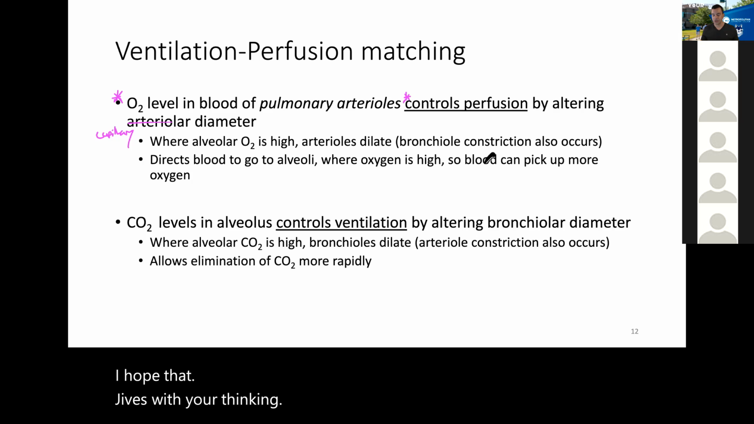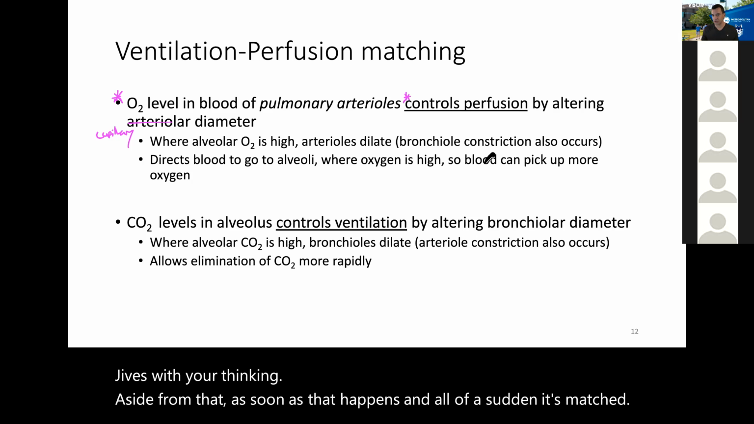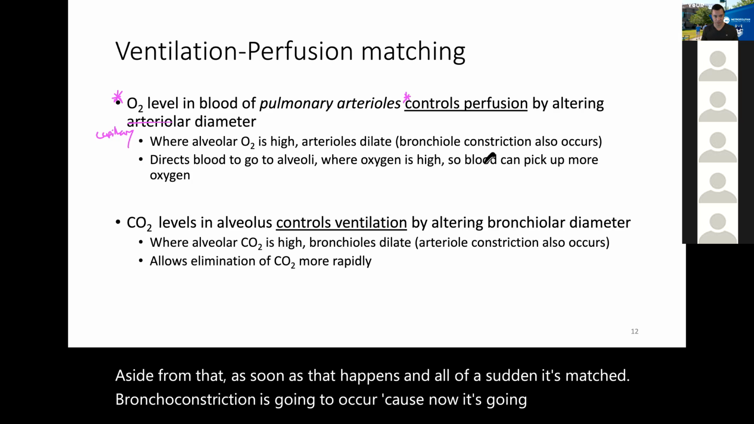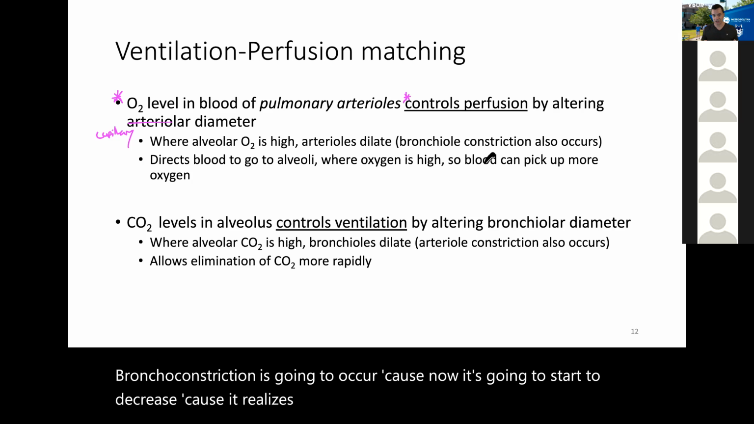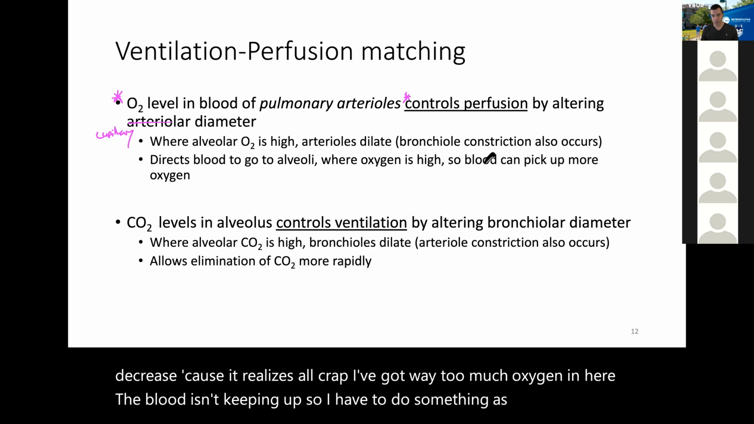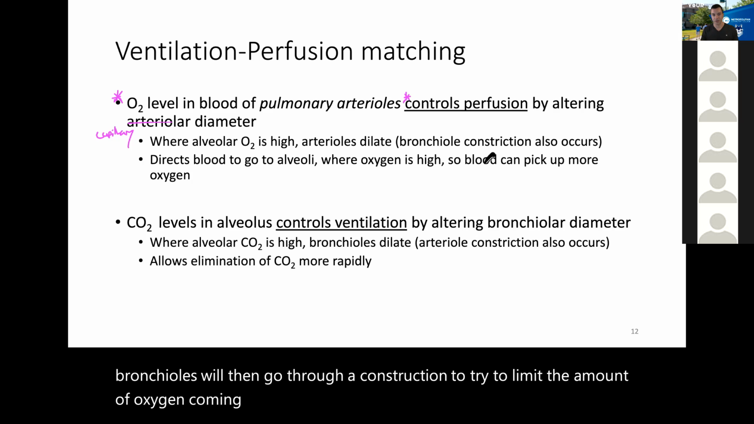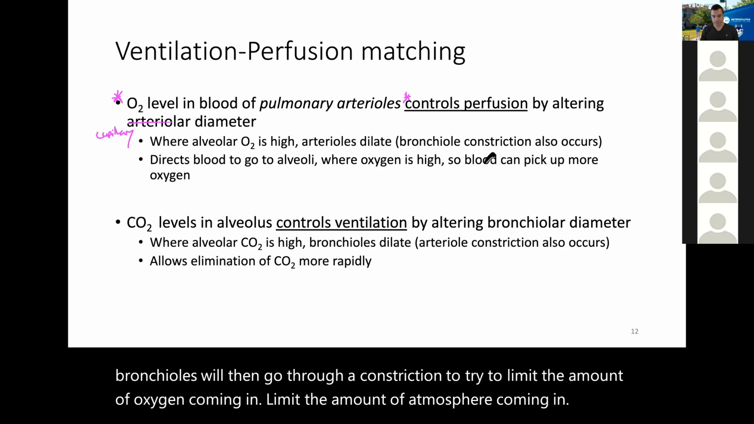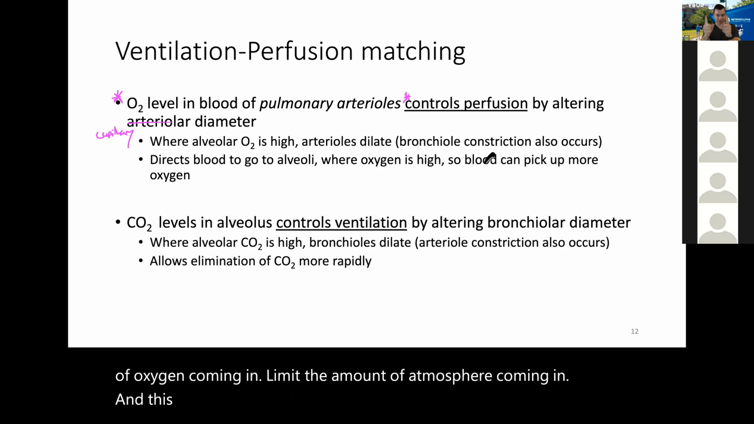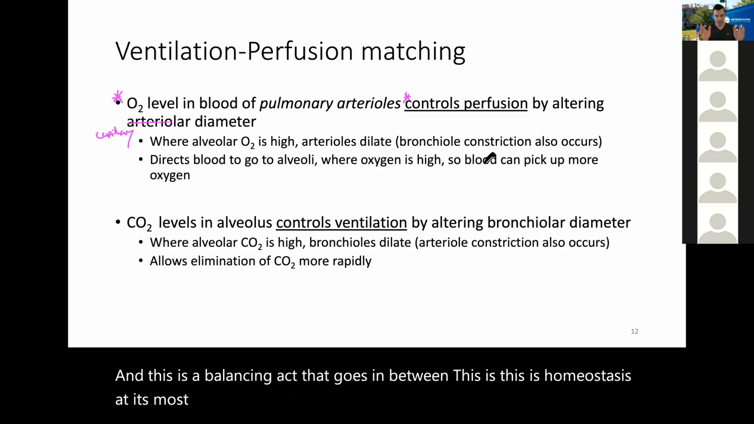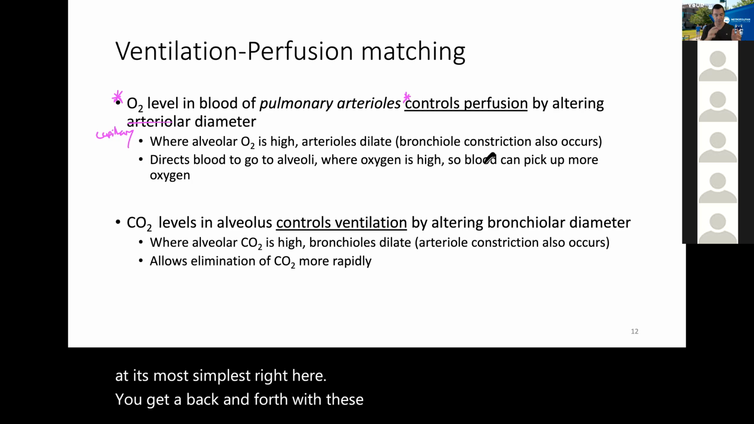Aside from that, as soon as that happens and all of a sudden it's matched, bronchoconstriction is going to occur, because now it's going to start to decrease because it realizes, oh crap, I've got way too much oxygen in here. The blood isn't keeping up, so I have to do something as well. So the bronchioles will then go through a constriction to try to limit the amount of oxygen coming in, limit the amount of atmosphere coming in. And this is a balancing act that goes in between. This is homeostasis at its most simplest right here. You get a back and forth with these two concepts of perfusion and ventilation.